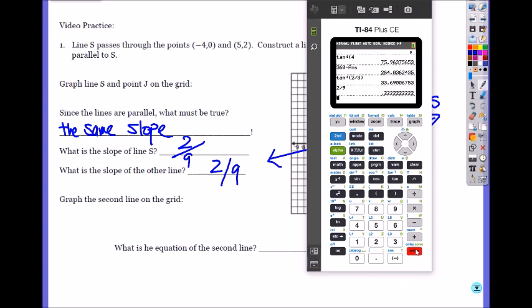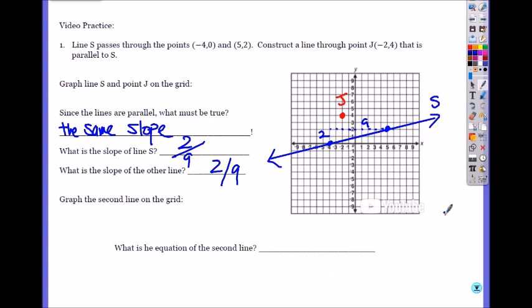If you can simplify the fraction, use math, enter, enter, and give me the simplified fraction, but it looks like 2 over 9 is simplified. So now how would you graph it? From J. You just start from J and use the slope, right? You go up 2 and run 9, 1, 2, 3, 4, 5, 6, 7, 8, 9. And then connect.